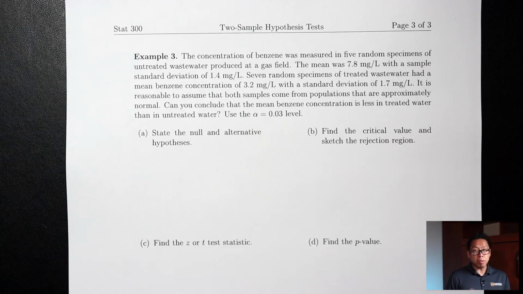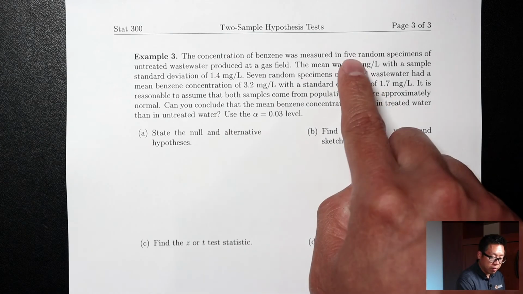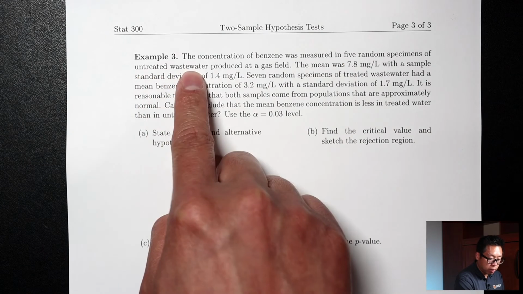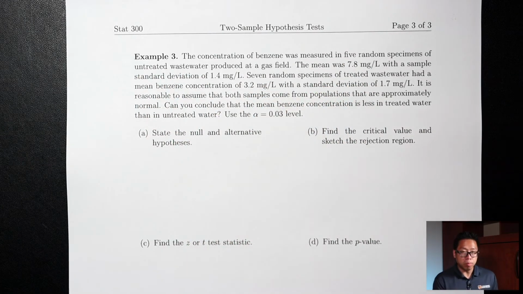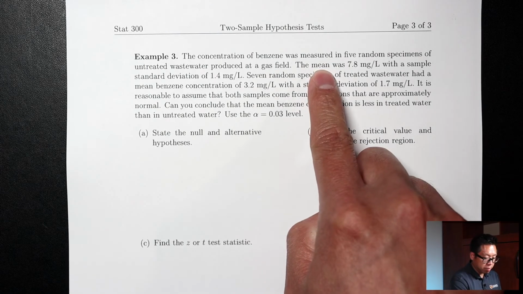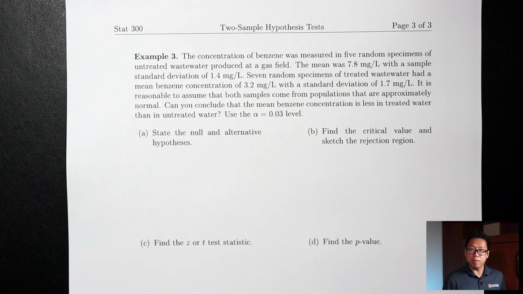So notice that I am talking about two groups here. I'm talking about 5 specimens of untreated water and 7 specimens of treated water. So 2 groups, 2 samples. This will either be 2 means or 2 proportions. If you see the words mean and standard deviation in the question, it's going to be a mean situation. If you don't see the words mean or standard deviation at all, it will be proportions. Here I do see the words mean and standard deviation, so this would definitely be 2 means.